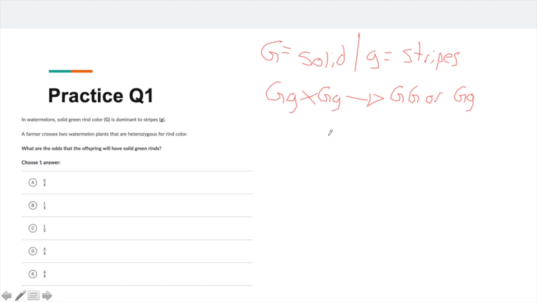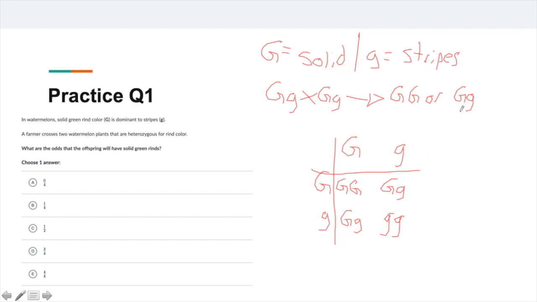So let's go ahead and do the cross here. So again, we have one parent with a big G and a little g, and our next parent with a big G and a little g. Here we'll draw our Punnett square. Not the best square, but it doesn't really matter. So here we have a big G and a big G, little g, or the other way around, big G, little g here, and then little g, little g.